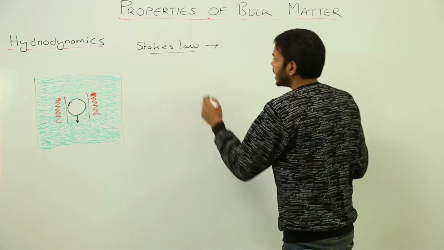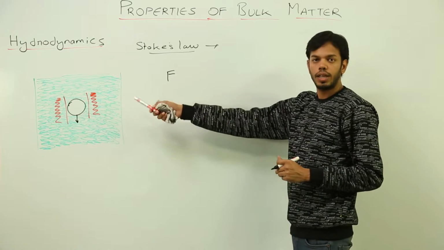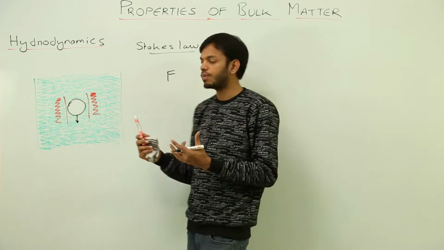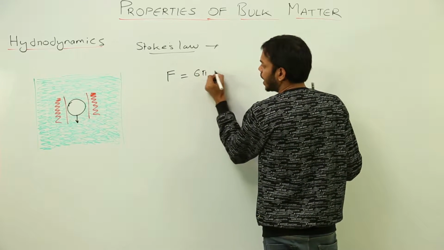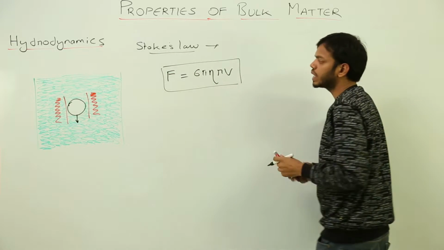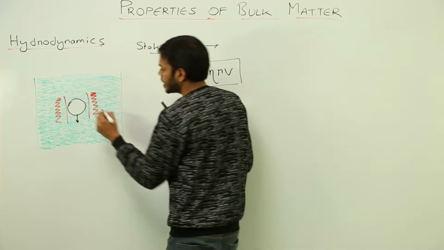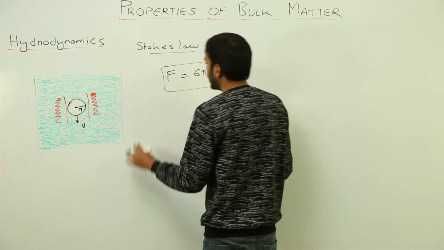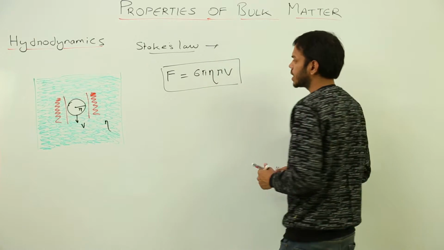Stokes found out that this viscous drag force, or the opposing force which is acting on the spherical body due to the relative motion between the layers of the viscous medium, has this formula: 6 pi eta r v. This is the formula for viscous drag force. Now we can experimentally find out the value of this. Suppose the spherical body has radius r and is moving with velocity v. This medium has this density and this viscosity, right?